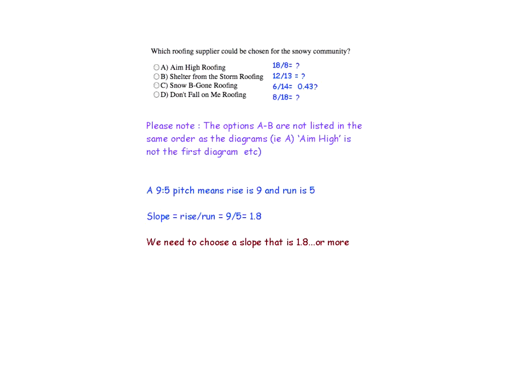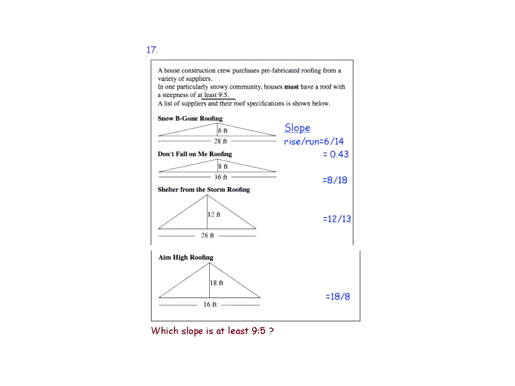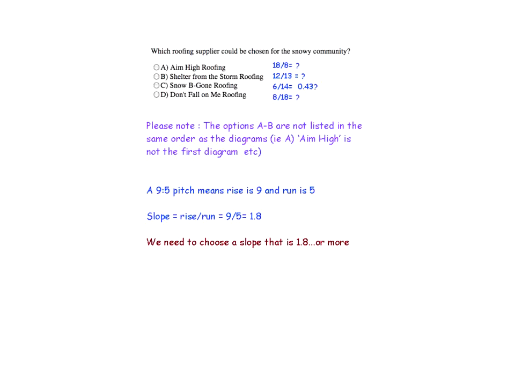Just to make that a bit more clear on the next page, first of all, I wanted to mention, for this question, the way the answers are given, A, B, C, D, that's not the order that they were originally on the last page. For instance, A is Aim High Roofing. Well, Aim High Roofing was number 4. So it's just important to recognize that sometimes the order that the answers are given in is a little bit different. So I just wrote that here. The options are not in the same order.